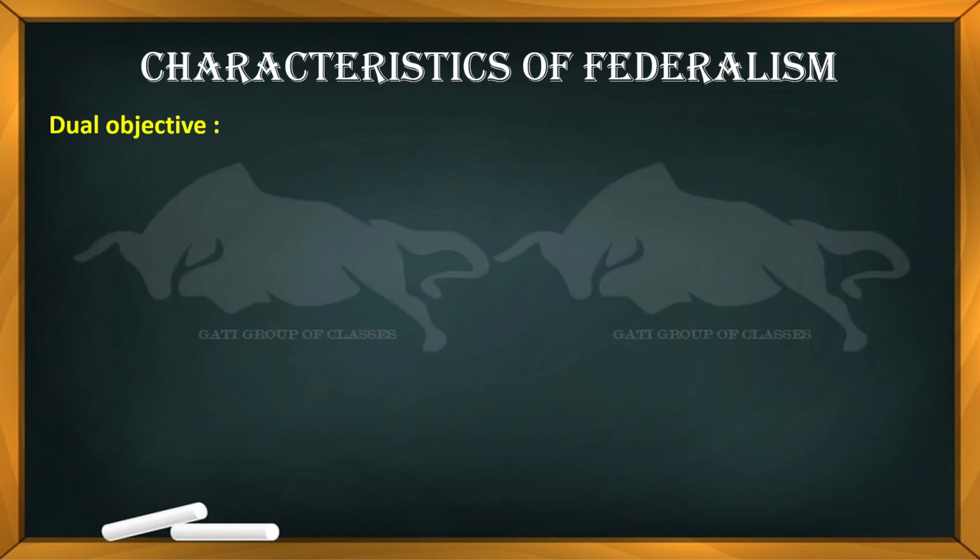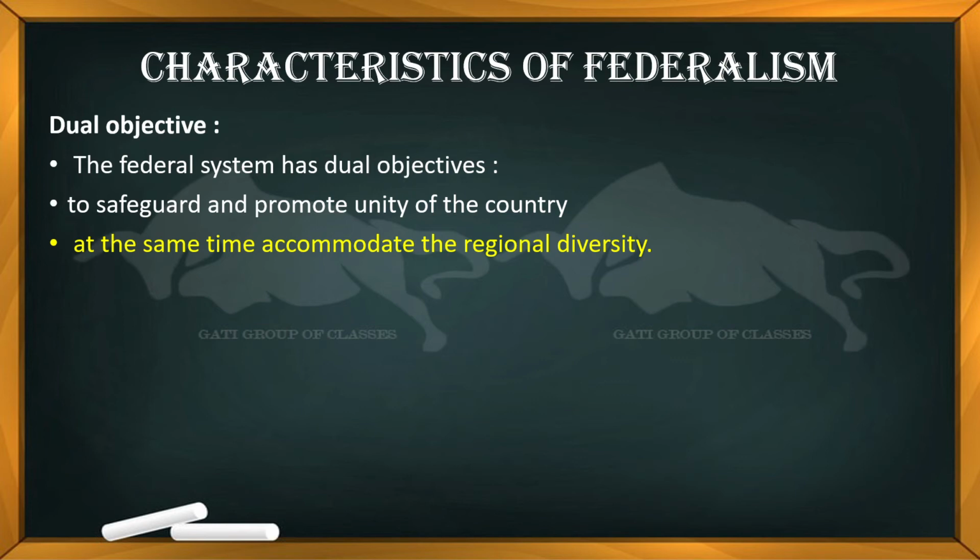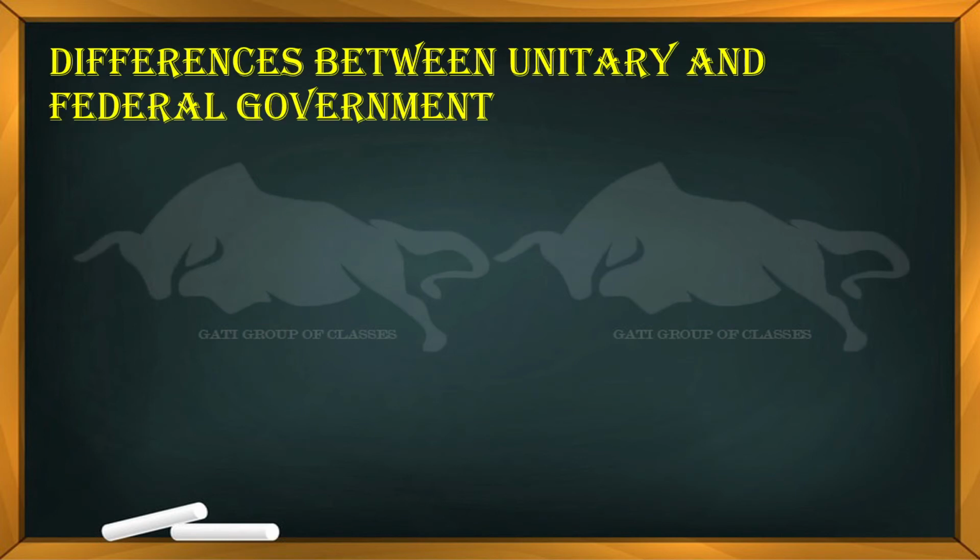Now the next thing is the dual objective. What are the dual objectives of federalism? First of all, the federalism system has dual objectives. The one is to safeguard and to promote the unity of the country. The second is, at the same time, to accommodate regional diversity, because we know that in India there are big regions such as Punjab, Maharashtra, Madhya Pradesh, Uttar Pradesh, Gujarat. So these regional diversities they have to accommodate.